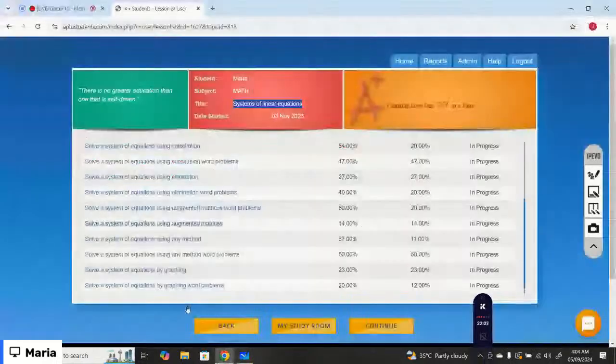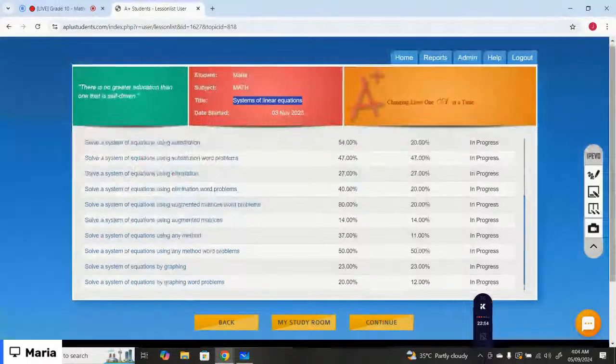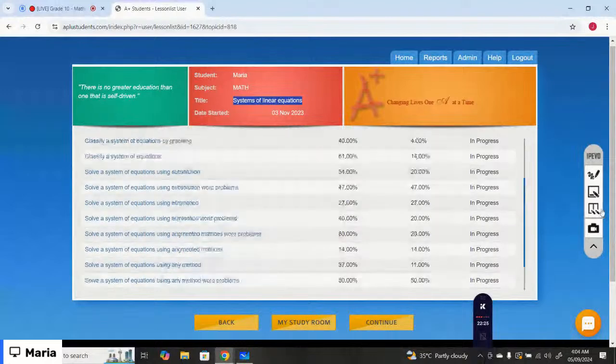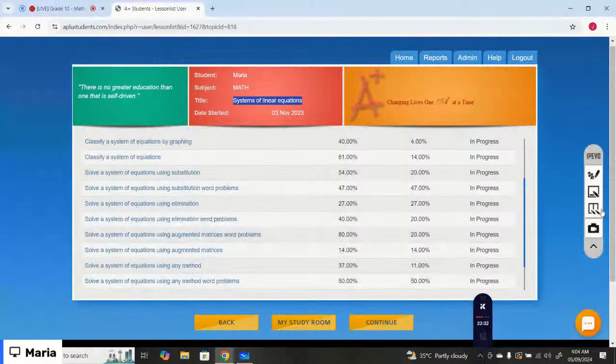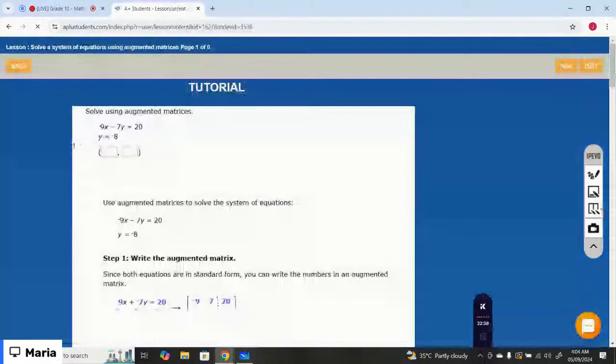Okay, so here I am on the chapter systems of linear equations. Let's just start with the lesson. We're going to start with the lesson solve a system of equations using augmented matrices, right? In the last session we have done solve a system of equations using substitution and solve a system of equations using elimination. Today we're going to learn how do we solve linear equations using the augmented matrices method, right? So let's just start with the lesson.